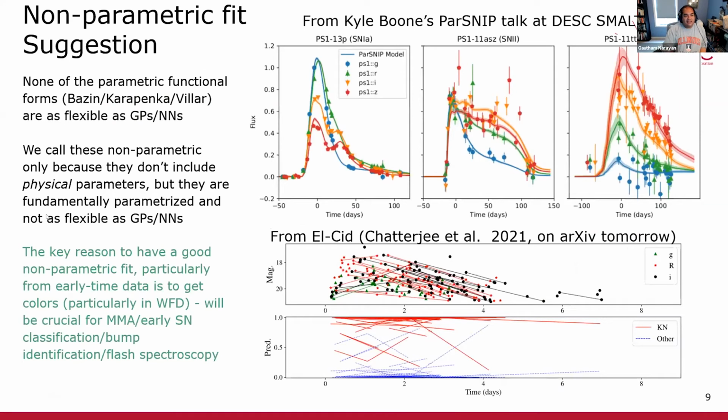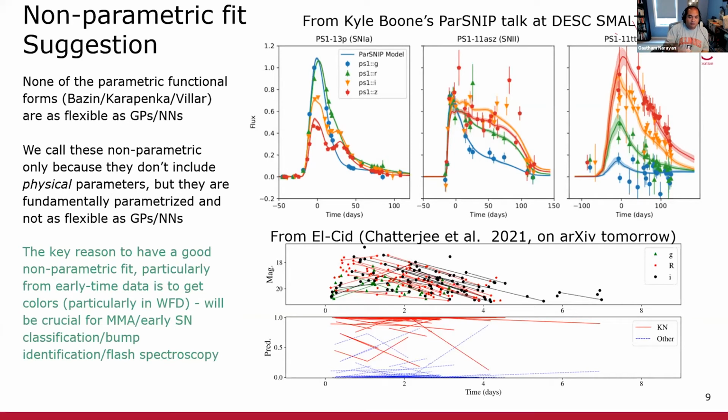I recognize that Ashley is on this call and has done a lot of work on really great things like parametric functional forms, as well as people like Bazin and Karpenka, but none of them, I think, are as flexible as Gaussian processes or neural networks. And you heard this also, I think, from Josh's comment about autoencoders earlier. We're only calling these things non-parametric because they don't really include any physical parameters, but they are fundamentally parametric, and they're just never going to be as flexible as Gaussian processes or neural networks.